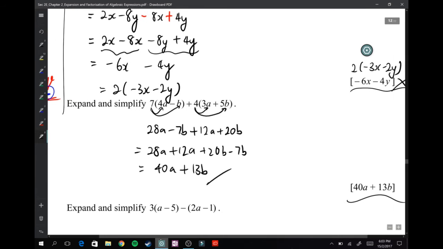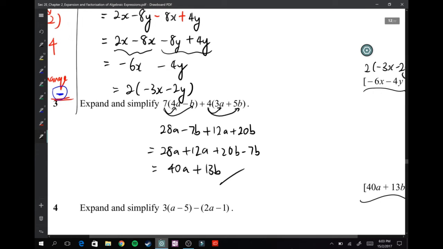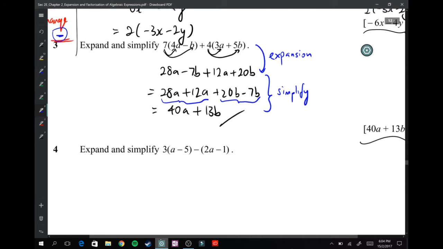Quite simple, right? Just to differentiate from this step, this is called expansion. When we group all the like terms together and evaluate them, that is called simplifying. Maybe not solve them, but you group all the like terms and you evaluate the value. We call it simplifying. So that's the answer.